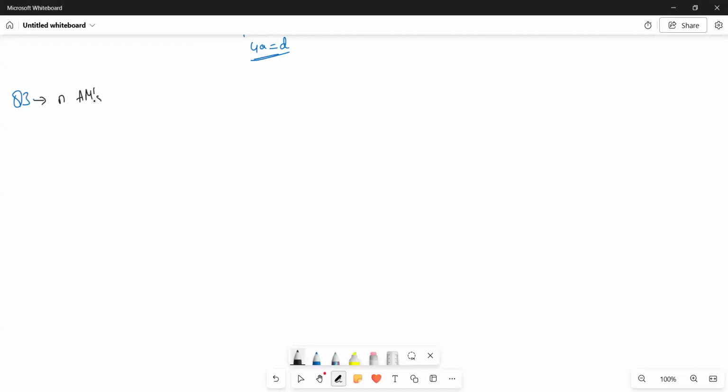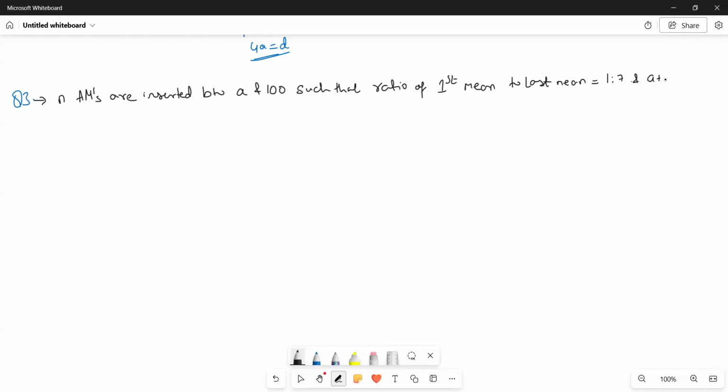N arithmetic means are inserted between A and 100 such that the ratio of the first mean to the last mean is 1:7, and A plus N is equal to 33. Find N. That is the question. Find N.